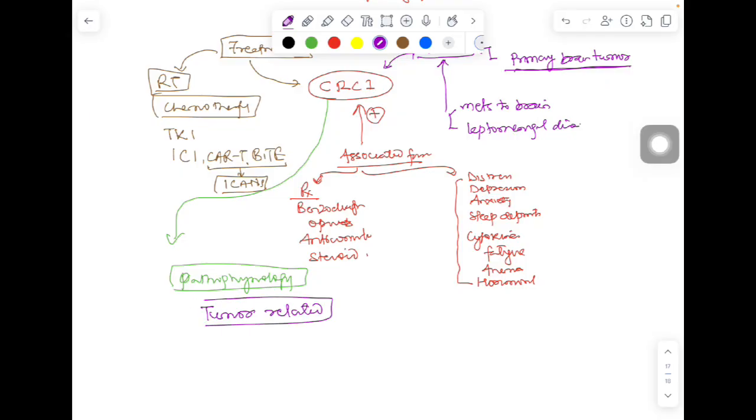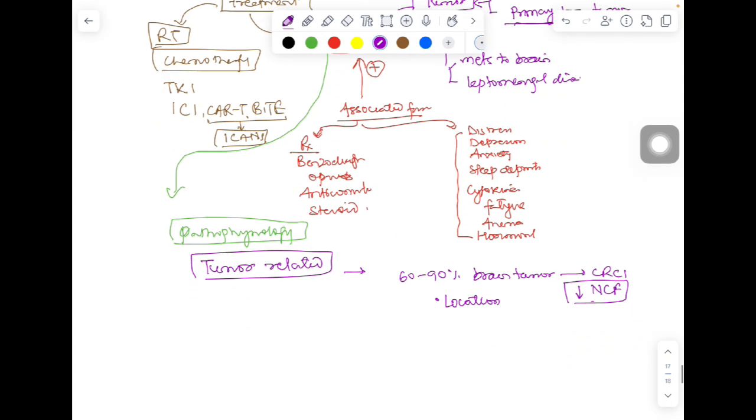So we have found that 60 to 90% of brain tumor cases have CRCI, cognitive impairment, or impairment of neurocognitive function. Neurocognitive function is going down. It depends on location. Obviously, if the left hemisphere is affected, the cognitive impairment is more than the right, because left is dominant in the majority of us.